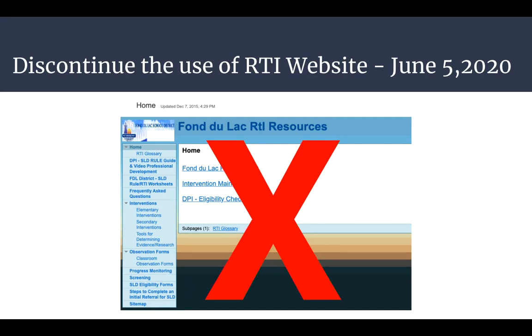So beginning on June 5th, 2020, the use of the RTI website will be discontinued.